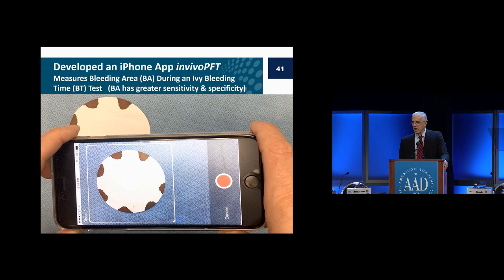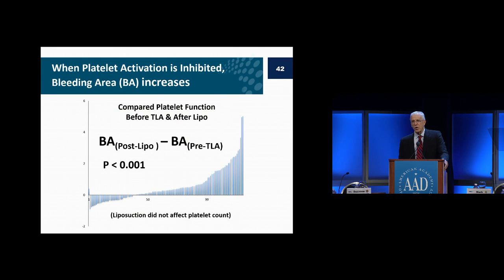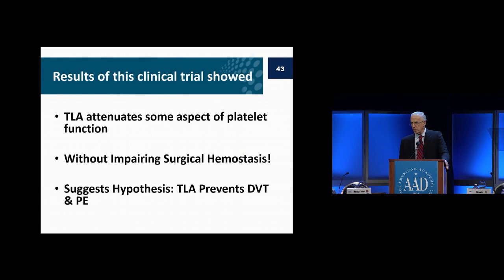So we used this and studied about 135 patients, measuring their bleeding areas before tumescent anesthesia and then after tumescent liposuction. And it was indeed a very significant difference, and this indicates that tumescent lidocaine has a significant effect on inhibiting platelet function of some sort. And by the way, there were no changes in platelet counts, so that was not an explanation for this.